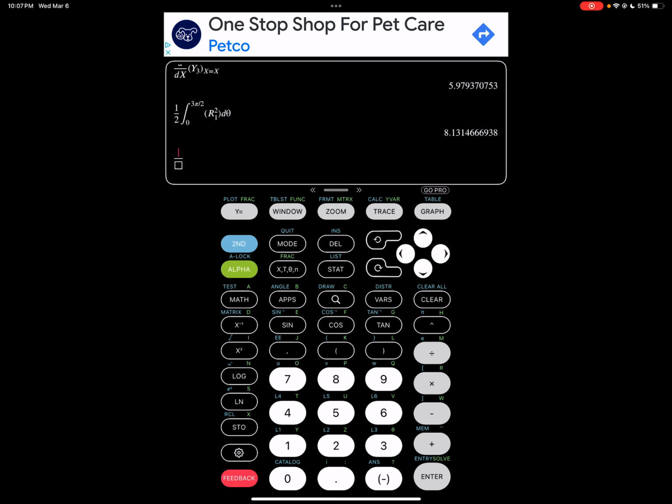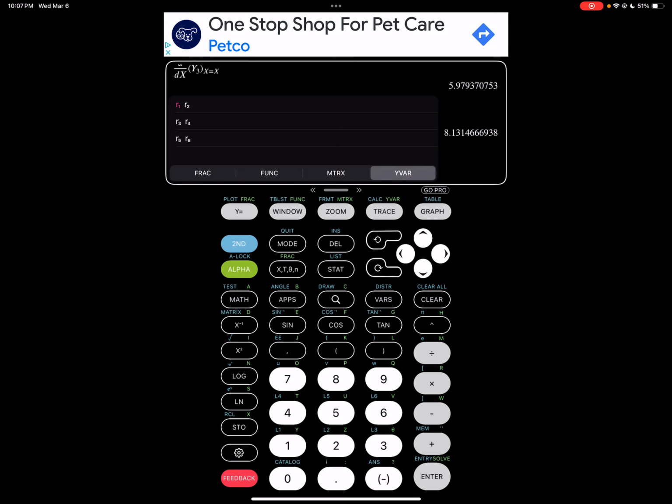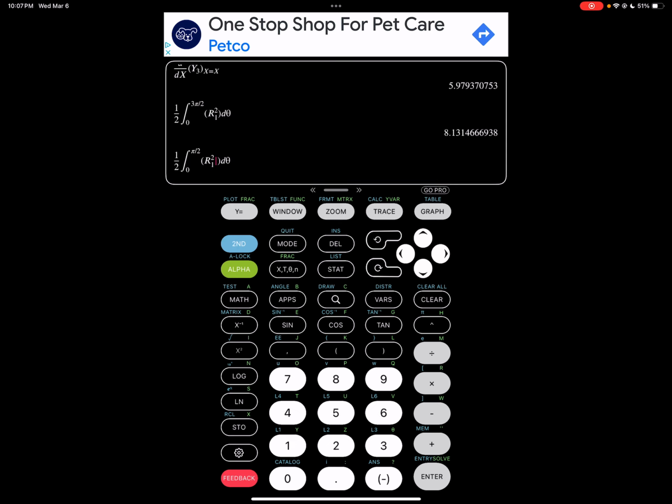Then what I'm going to do is 1/2 the integral from 0 to pi over 2, and that is going to give me the area of the inner loop that I do not want. That's the area of the inner loop. And then what I'm going to do is go ahead and do the area of the whole polar curve minus the area of the inner loop. And that's going to give me 8.004 as my answer.